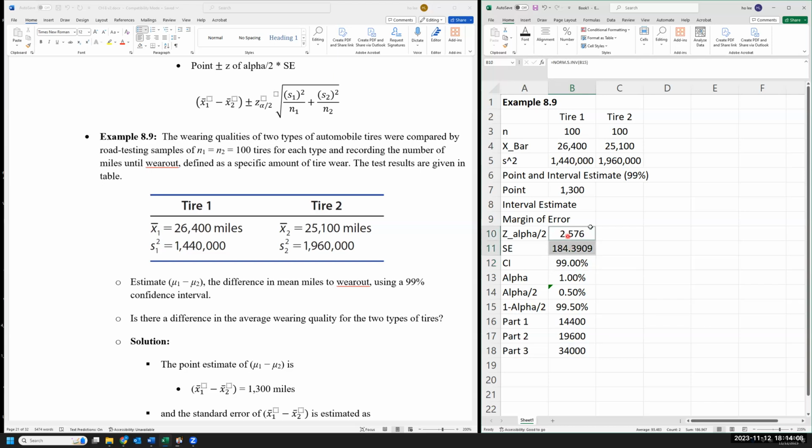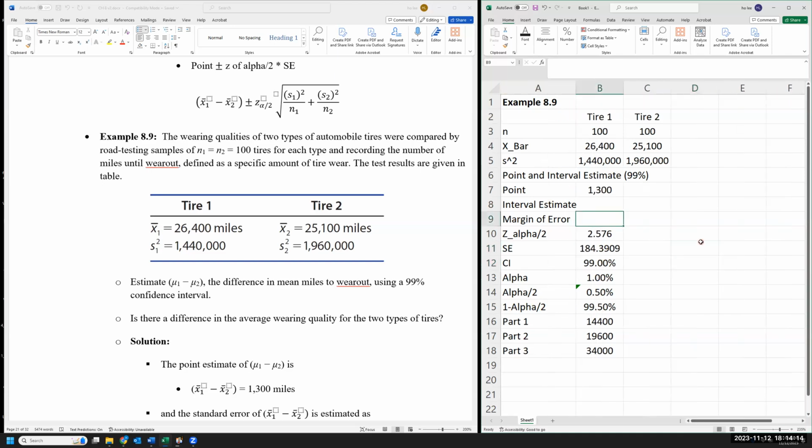So we have our standard error and our z. So the margin of error is equal to z of half an alpha times the standard error. So then our estimate is lower, point, upper. The point is right here. And the upper is the point plus the margin of error. And the lower is the point minus the margin of error.